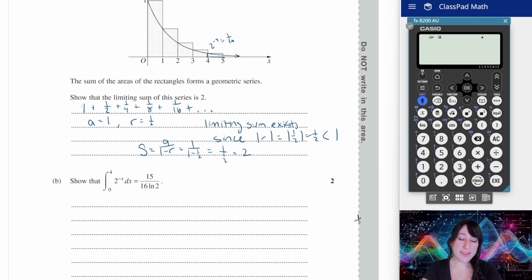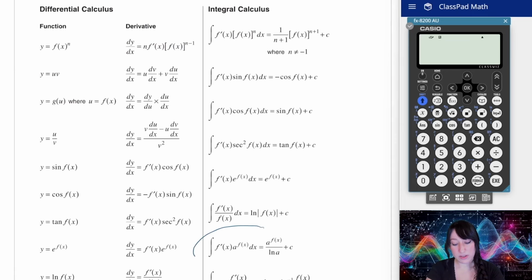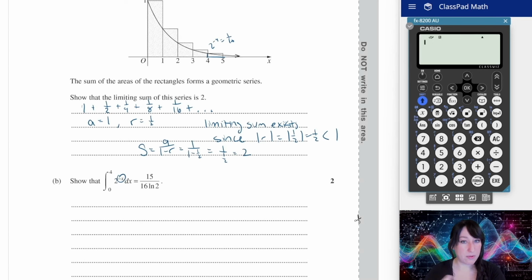Part B, show that the integral from 0 to 4 of 2 to the negative x is equal to 15 over 16 ln 2. So to integrate an exponential like this, we can check the reference sheet. So we can see here how to do the integral of an exponential along with reversing the chain rule. So that's going to equal a to the f of x over ln a. We just have to make sure that the derivative of the inner function is multiplied by our exponential. So here, the derivative of negative x would be negative 1. We are missing that negative, but it's easy to add that in. So essentially multiplying by negative 1 twice.